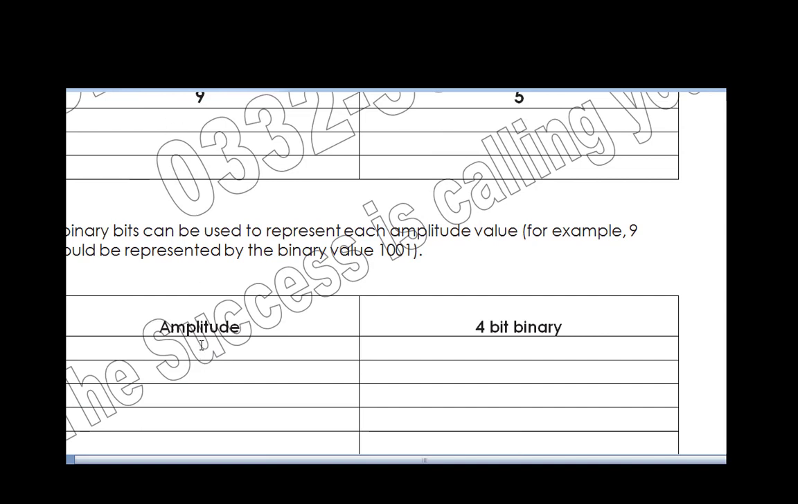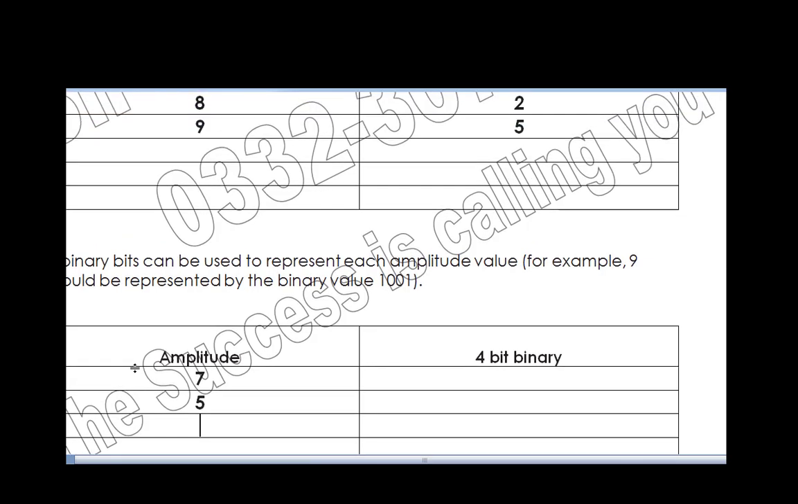This is the 7 amplitude, 5 amplitude, and wait, let me check. 7, 2. Okay. After 7 there is amplitude 2 and the last amplitude is 5. These are the sample values. Let's suppose we convert it into 4-bit binary.